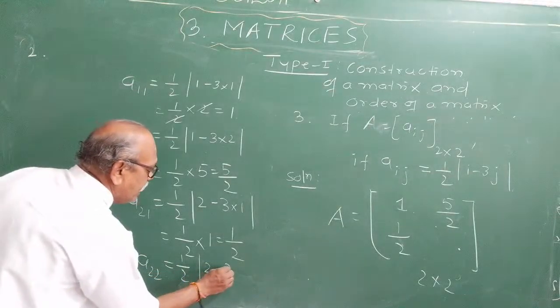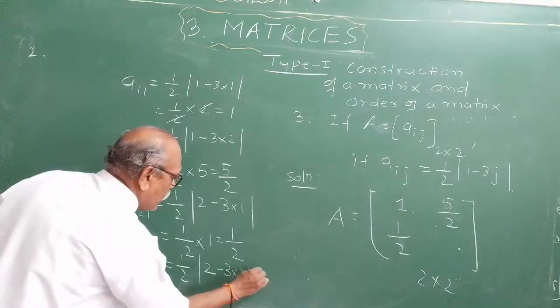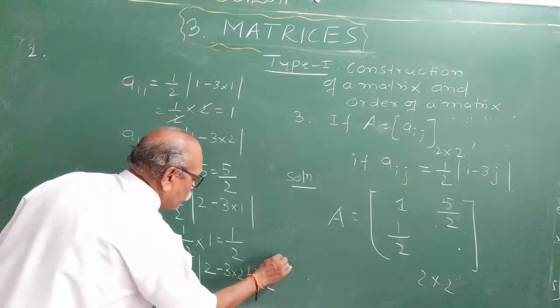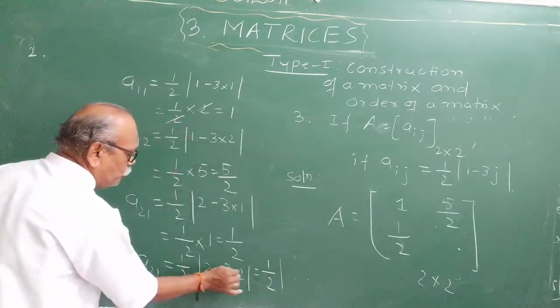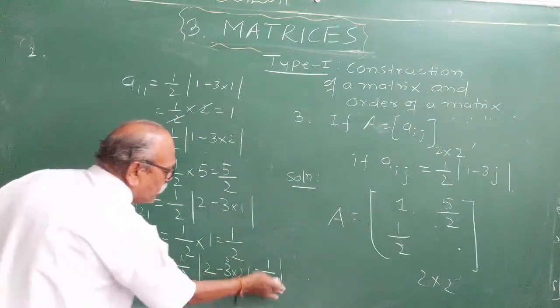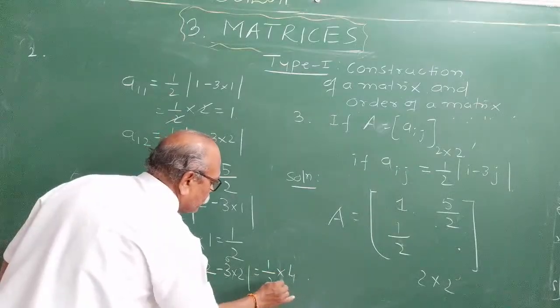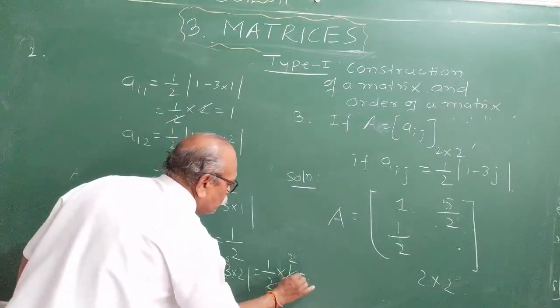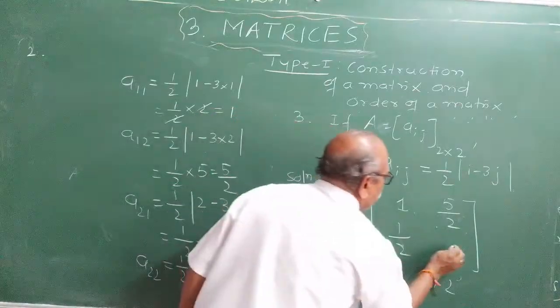Minus 3j, 3 into 2. You can write 1 by 2. Modulus of 2 minus 3 2s are 6. What is 2 minus 6? It is minus 4. Modulus, if you take the positive sign, 2 1s are 2, 2 2s are... The element will be 2.